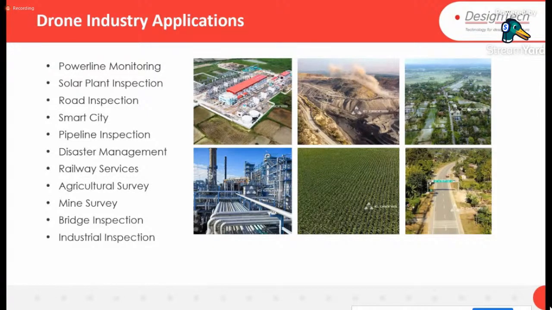Agriculture is finding a large usage of drones. Even IoT is playing a large role in agriculture, to the extent that the whole IoT for agriculture today also talks about linking up. The whole design has been done in such a way that you can link up and get information from satellites, weather satellites. So that's the advancement in the whole IoT design process which has taken place. It can be used for mine surveys, bridge inspections, and for industrial inspections. So these are the list of different areas where drones can be used.